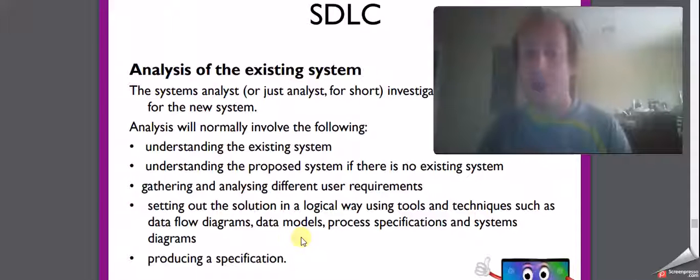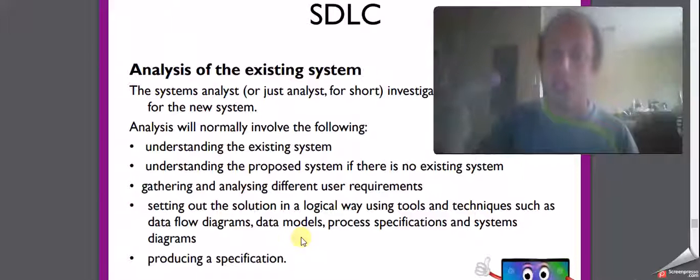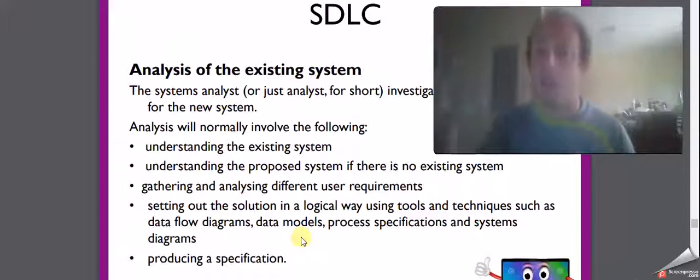I then need to come up with some diagrams. These diagrams would be then followed by the designers and the programmers to make the system. These diagrams are called, there's a range of them. You've got data flow diagrams. Where's the camera? There you go, data flow diagrams. You've got data models. You've got process specifications, system diagrams, entity relationship diagrams. All these diagrams I would help build.